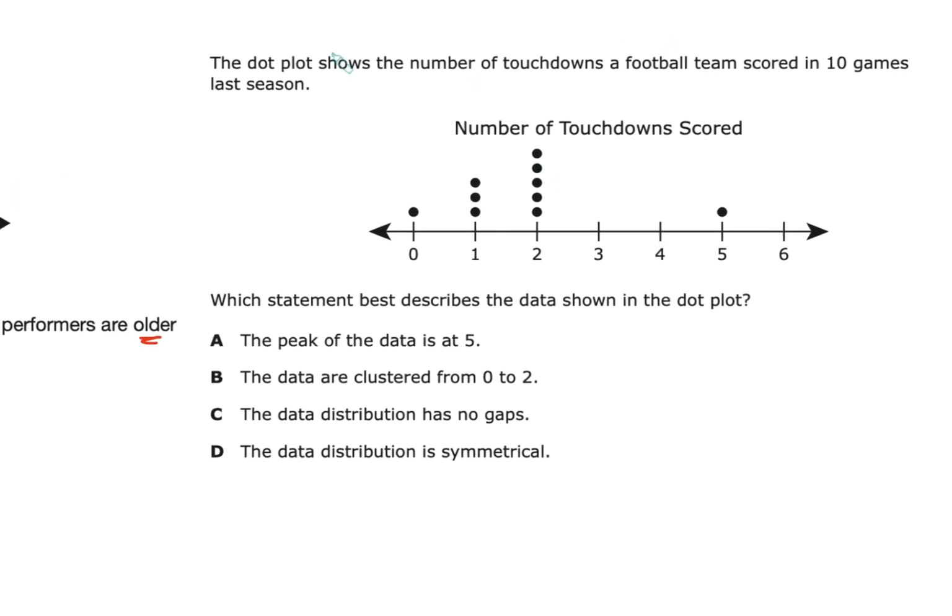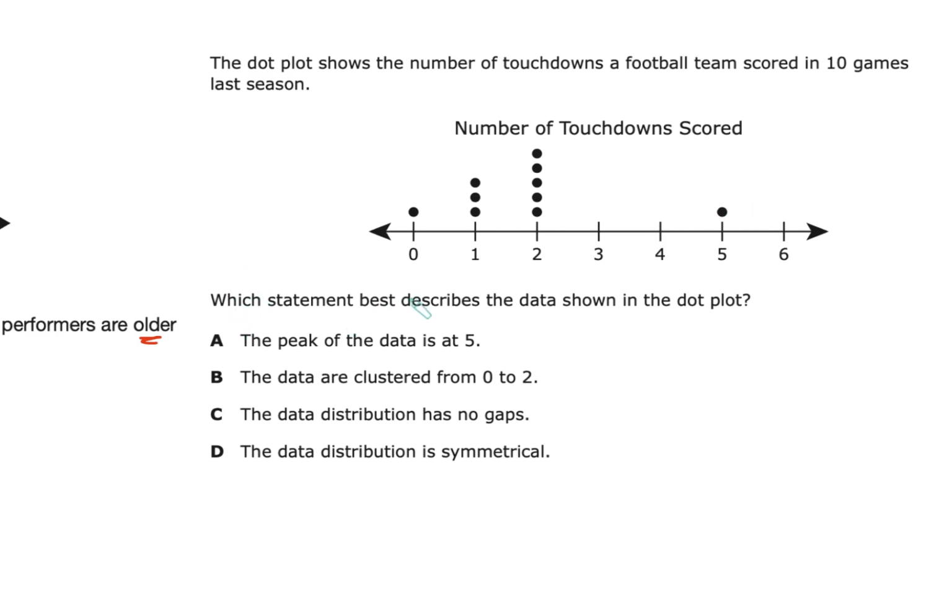The next problem states, the dot plot shows the number of touchdowns a football team scored in 10 games last season. So you have the number of touchdown scores, and they go from 0 to 6. You notice you're clustered around here from 0 to 2. You have a gap here, and then you have a 5. Now this 5, because it's all by itself, we call this an outlier. You know, like the black sheep of your family.